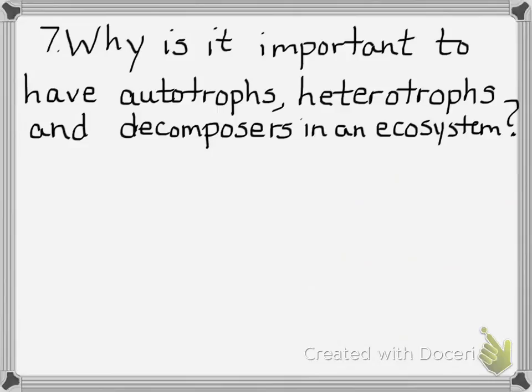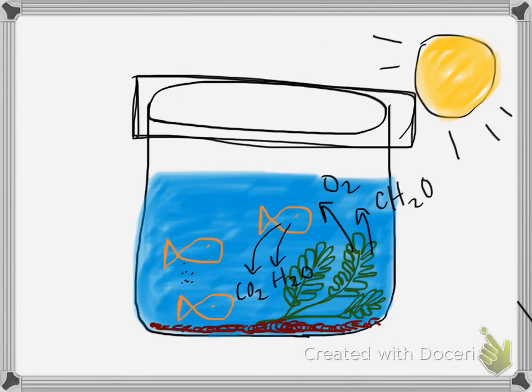Question 7. Why is it important to have autotrophs, heterotrophs, and decomposers in an ecosystem? Well, again, I spent much time on this. I drew an ecosystem. It's very nice, thank you. It's an aquatic ecosystem. Let me point out a few things. Can you guys find the autotroph in my little ecosystem? What? The plant. Can you find the heterotroph? The little goldfish, yes.